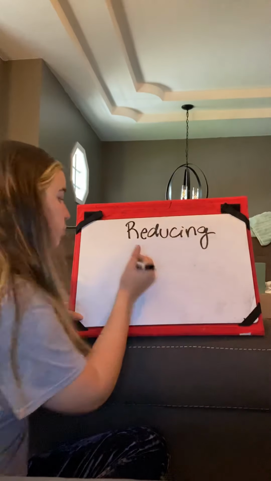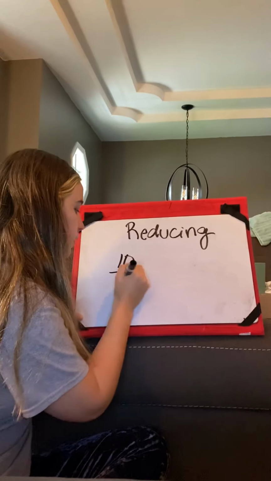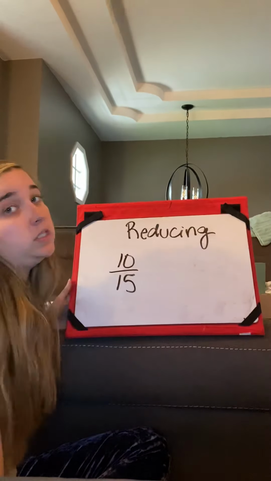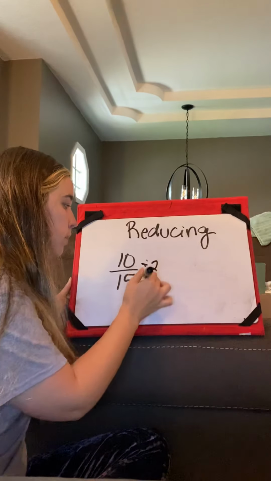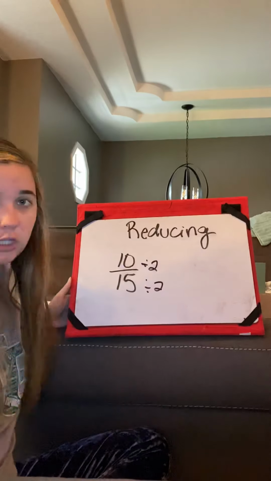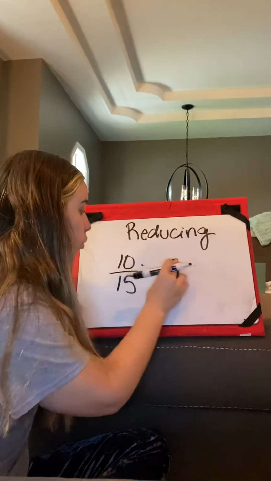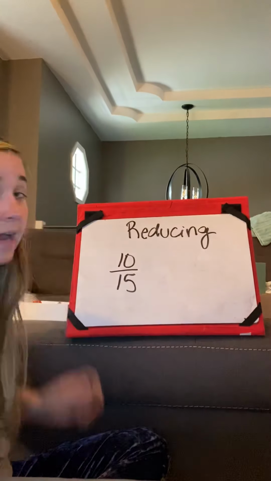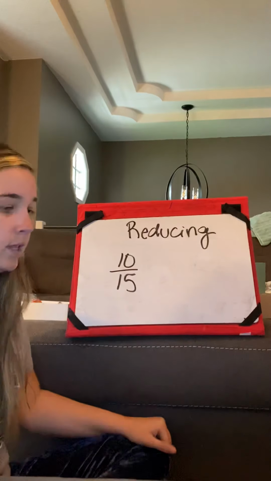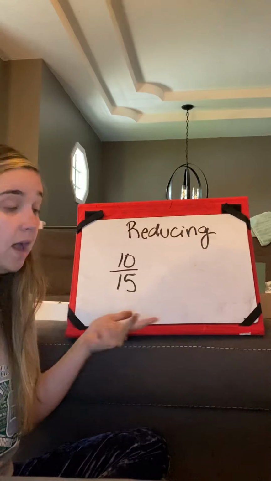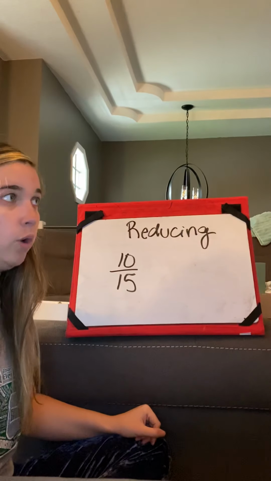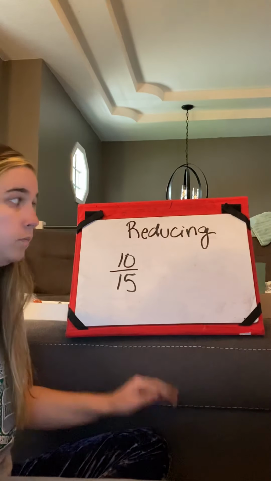So let's, for example, look at 10/15. Well, I can't just take any old number and divide it by. I can't do 10 divided by 2 because you can't divide 15 by 2 evenly. But what I can do is look and see if they have similar factors. So let's see. 10, its factors are 1 and 10. 1 times 10 equals 10. And 5 times 2 equals 10. So I've got 1, 2, 5, and 10.